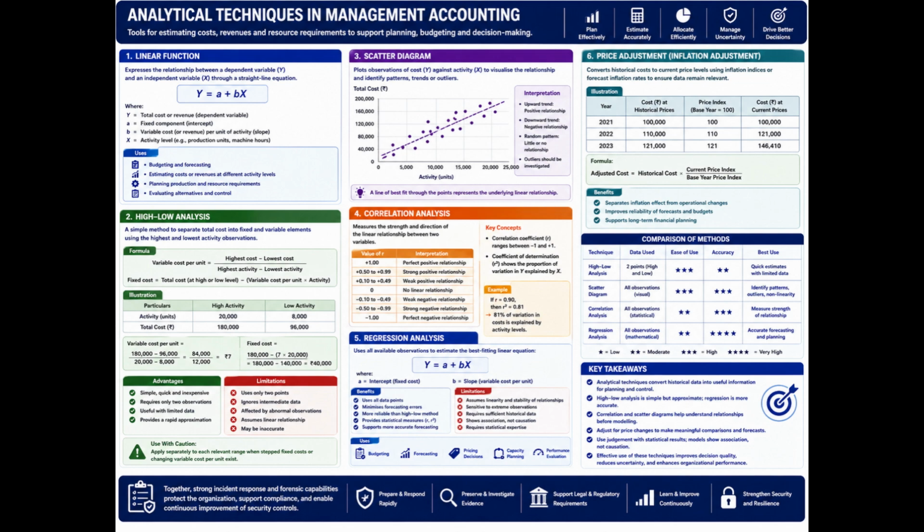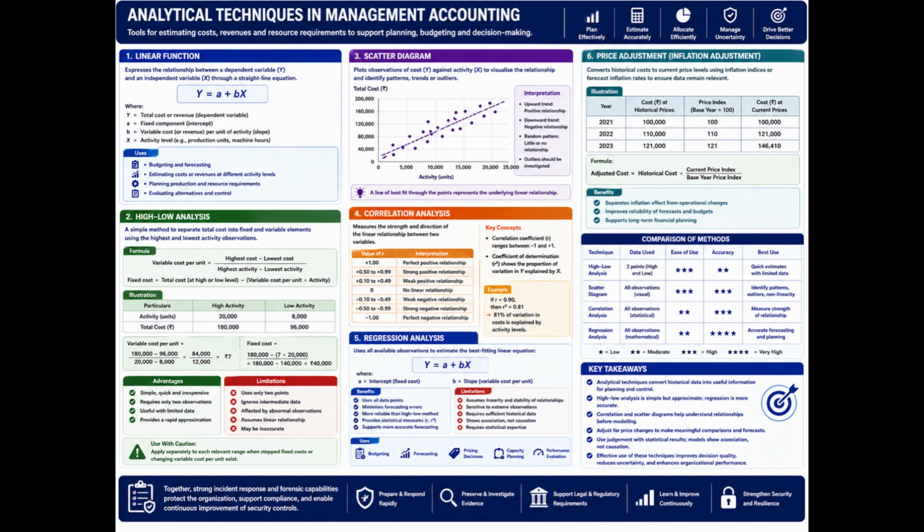Regression analysis provides a more sophisticated statistical method for estimating the linear function by utilizing all available observations rather than only 2 points. The technique calculates the values of the intercept a and slope b that minimize forecasting errors and produce the best-fitting linear equation. Once established, the regression equation can be used to forecast future costs and revenues at expected activity levels, supporting budgeting, pricing, and capacity planning decisions.